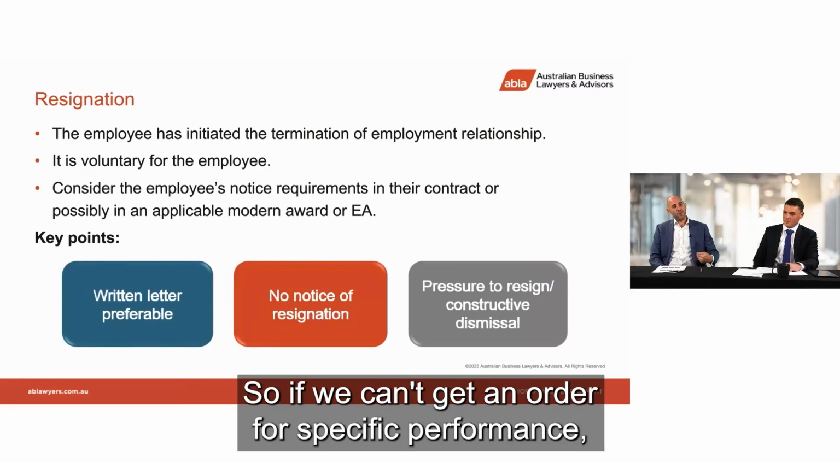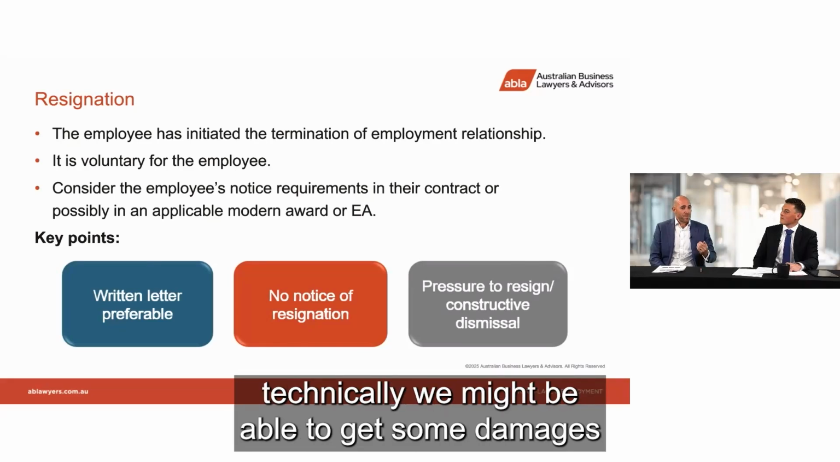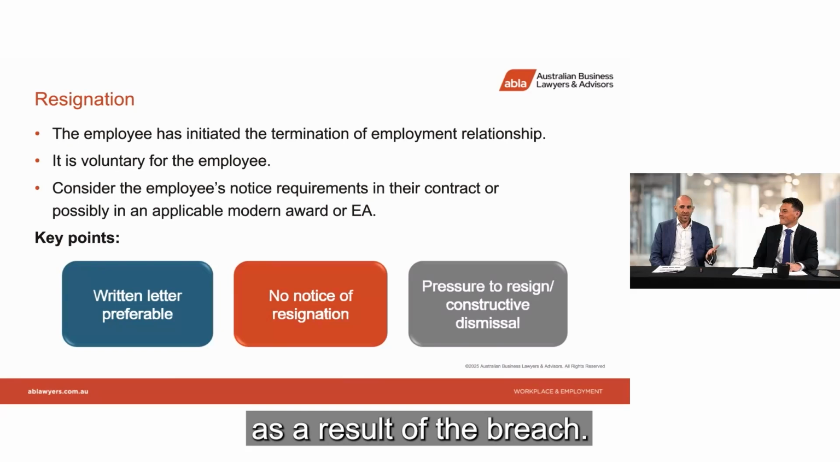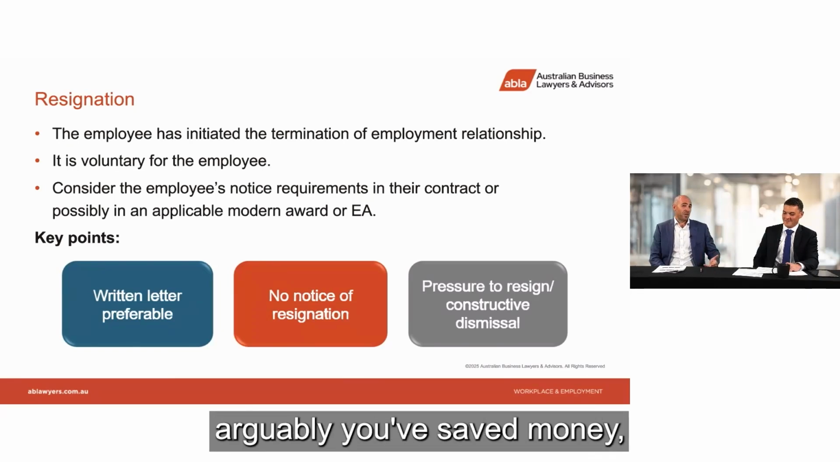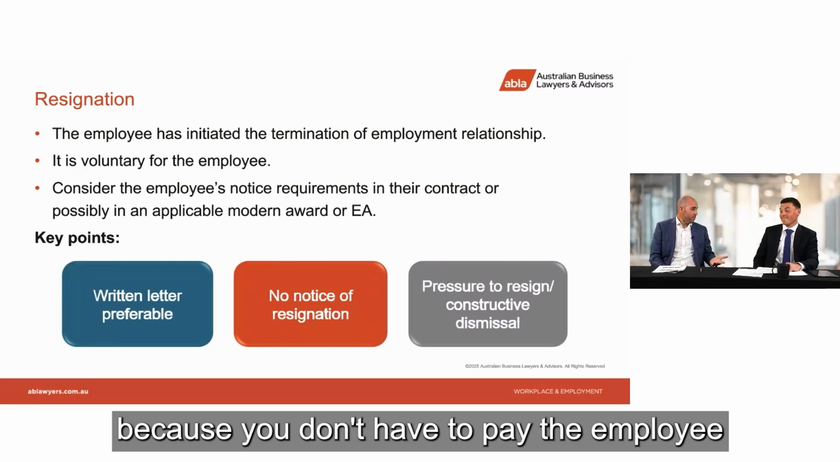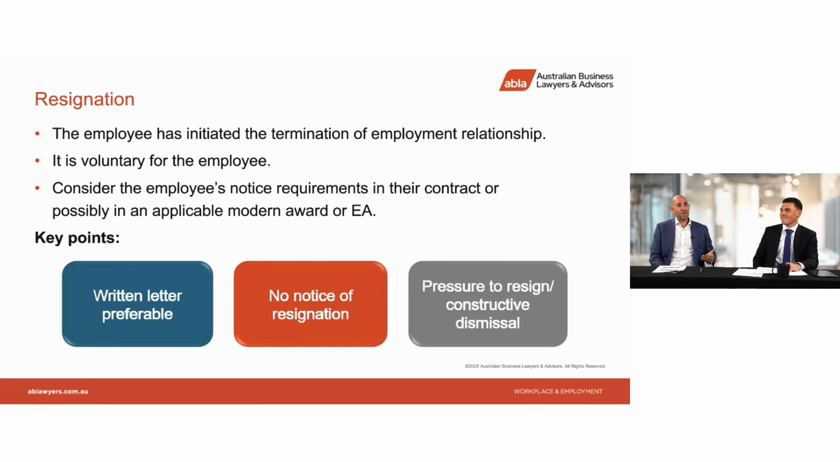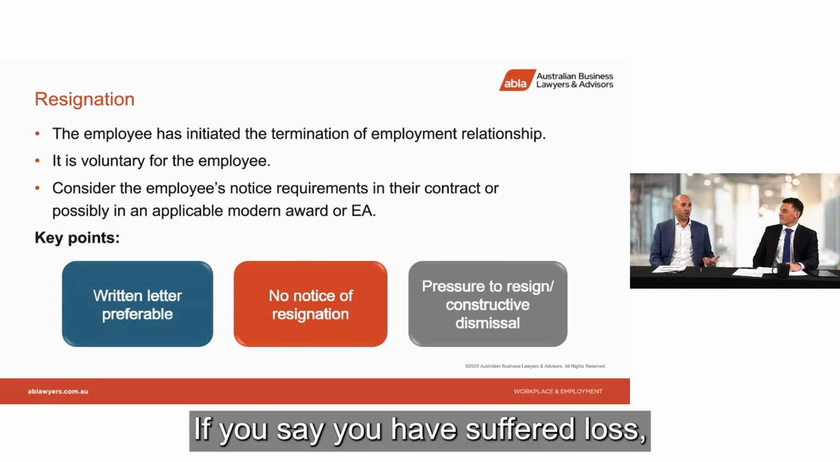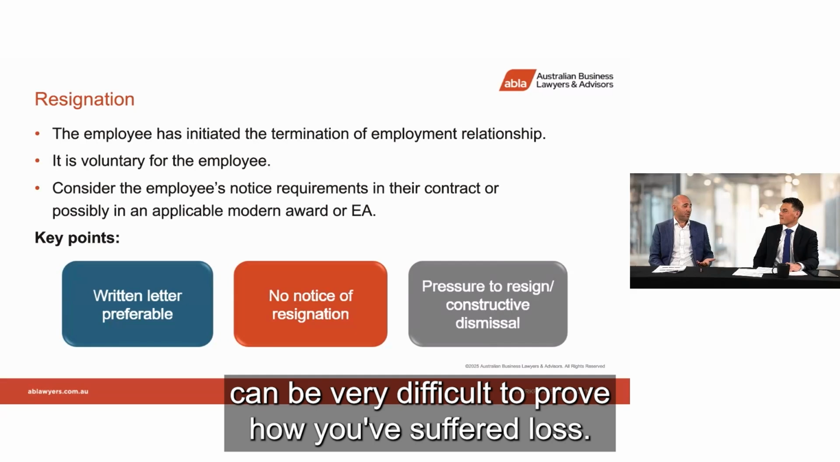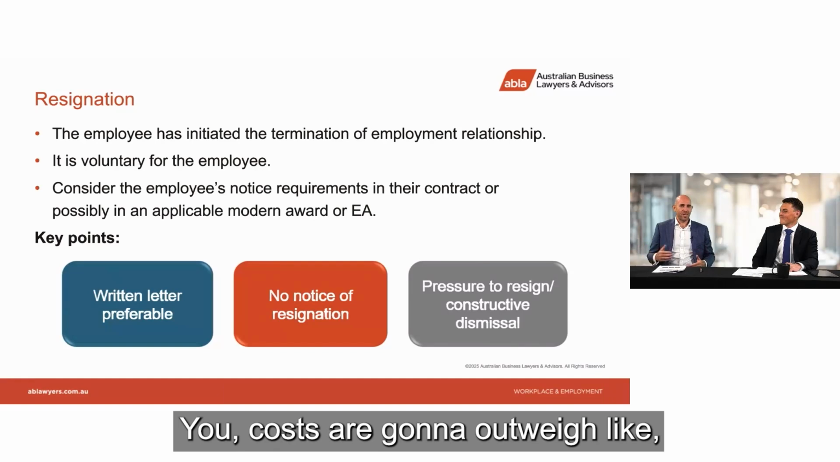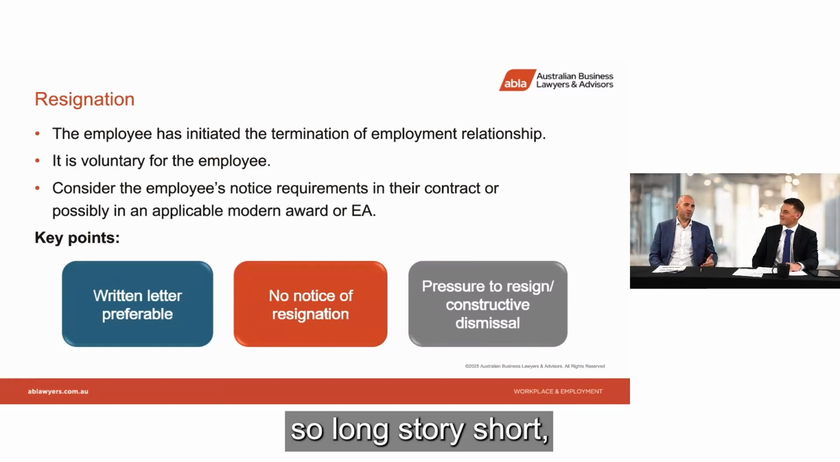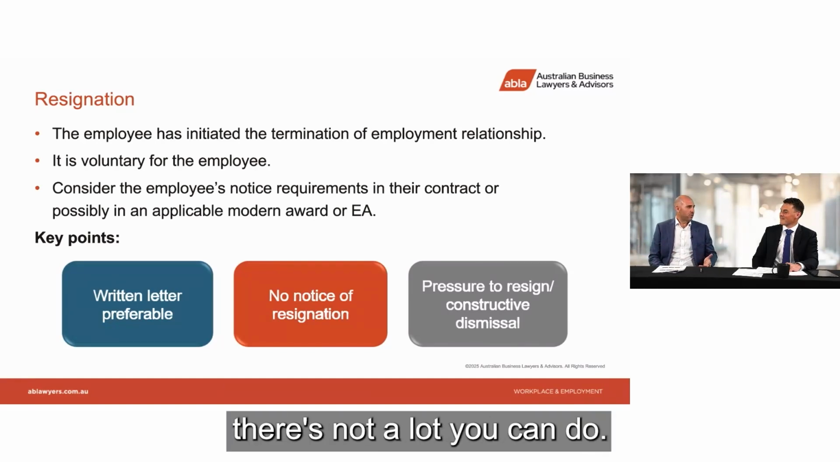If we can't get an order for specific performance, technically we might be able to get some damages as a result of the breach. The problem is that, arguably, you've saved money because you don't have to pay the employee the 3 or 4 weeks. If you say you have suffered loss, it can be very difficult to prove how. And also, we're talking about suing an employee in the local court, so your costs are going to outweigh any recovery. So long story short, there's not a lot you can do.